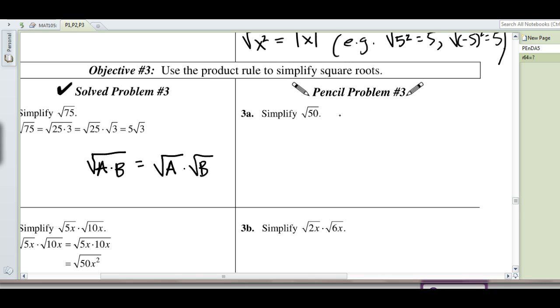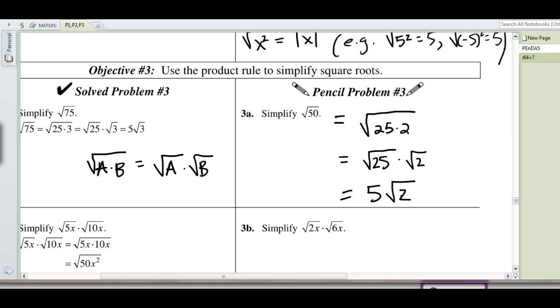Well, we know the square root of 50 is really the same thing as the square root of 25 times 2, then we can use that rule we just did to the left and write that as the square root of 25 times the square root of 2. And then we know the square root of 25 is really just equal to 5 because 5 times 5 equals 25. So we just end up with 5 square root 2, or 5 times the square root of 2.